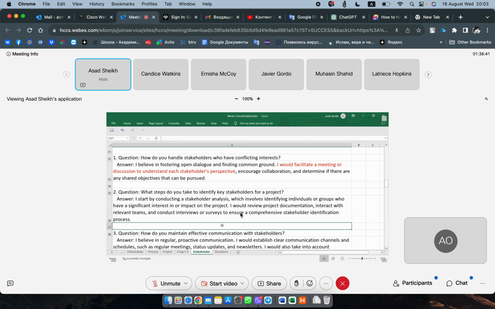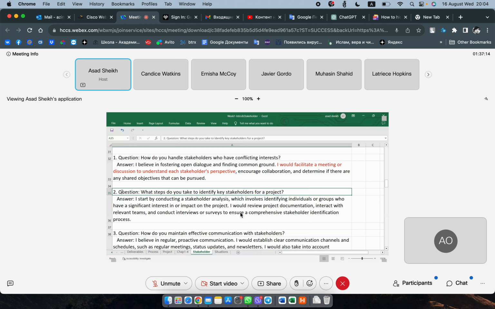Because there will be a situation and they'll say there's a conflict going on here. How would the PM react? What would the PM do? So this is the answer right here. Facilitation of a meeting to first understand each of the stakeholders' perspective and then coming to some consensus. All right. Number 2, question. What steps do you take to identify key stakeholders for a project? So how do you identify stakeholders?